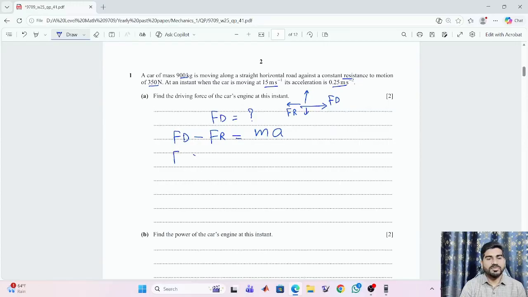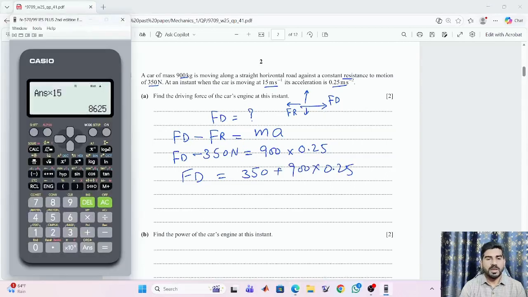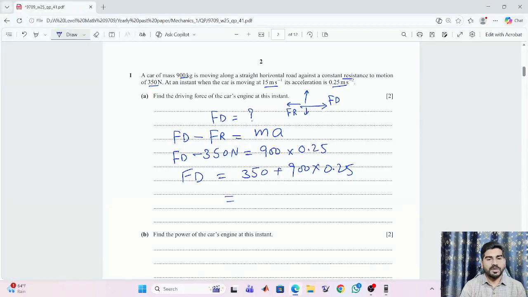We want to find the driving force here. The resistive force is given, which is 350 Newton, and the mass of the car is 900 kilogram times the acceleration, which is 0.25. We can find the driving force by shifting the 350 to the right hand side. It will be 350 plus 900 times 0.25. Now we can use our calculator, and it will be 575 Newton. This will be the driving force acting on the car at this instant.